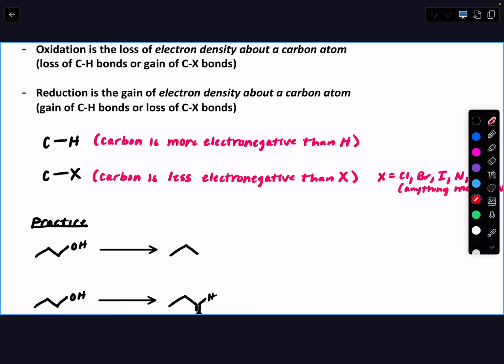Yeah, the thing that's more electronegative than carbon. So here I have a whole list. It can be halogens, nitrogen, oxygen. So whenever carbon is bonded to something more electronegative than it, then it's getting the partial plus on the carbon, partial minus on the more electronegative atom.